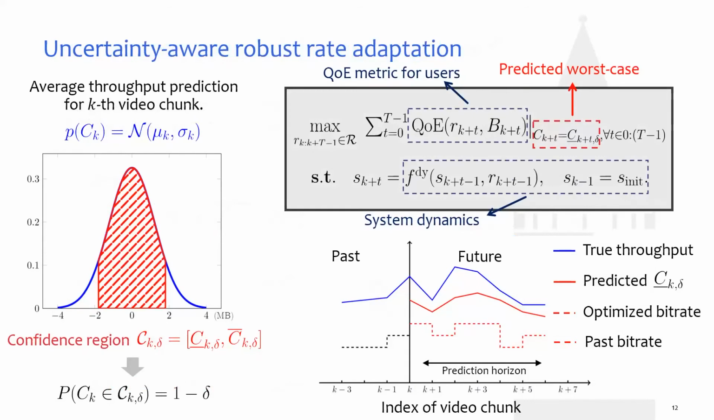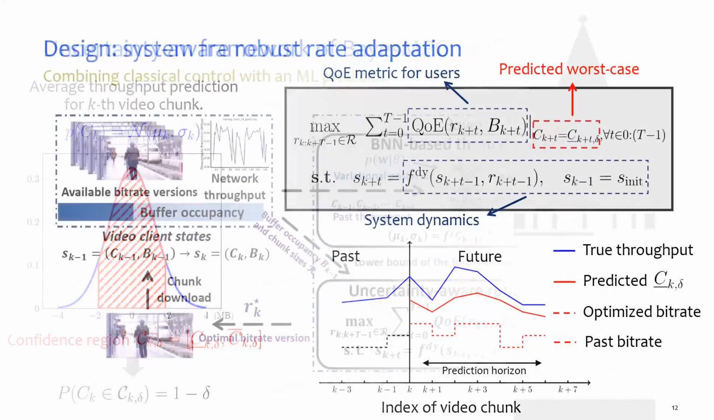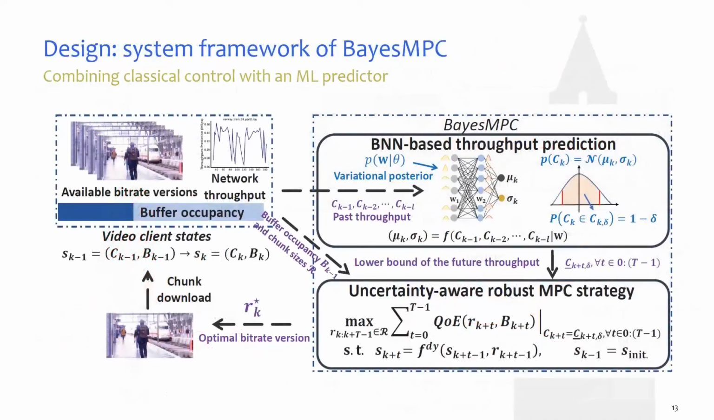So this objective function will give a conservative MPC strategy that manages to find a control sequence such that no rebuffering events will happen in the future. This is the system framework of BayesMPC. The left part is the video server and the video client. The right part is the proposed bitrate adaptation module.